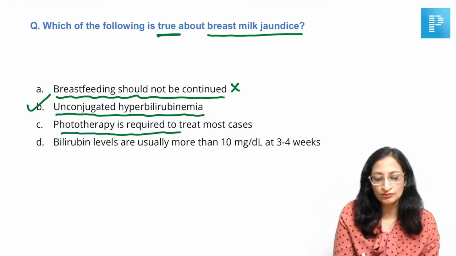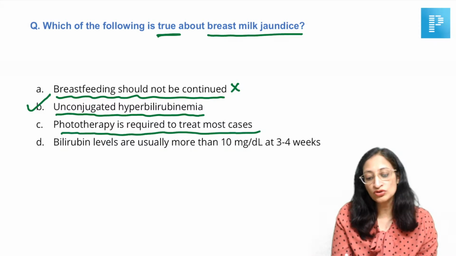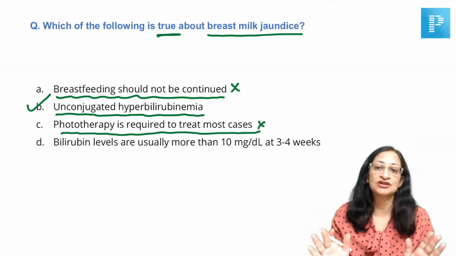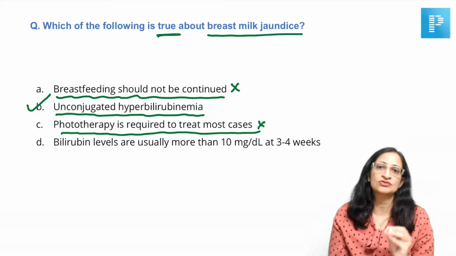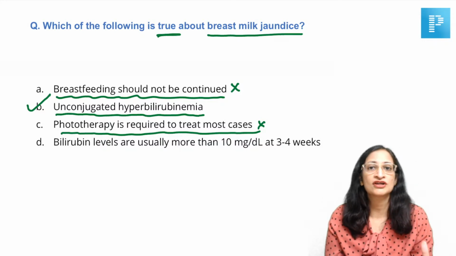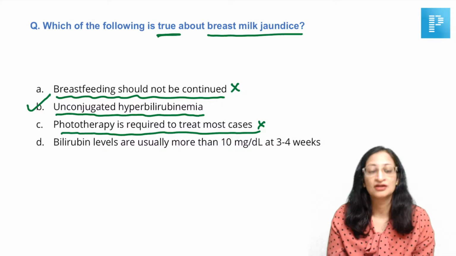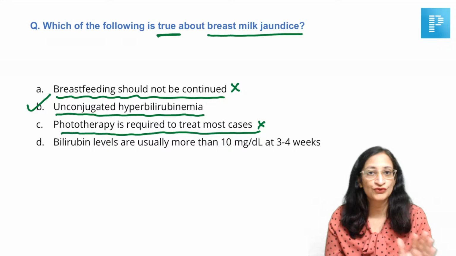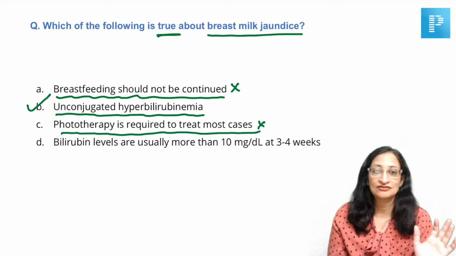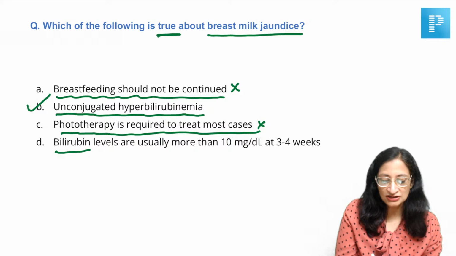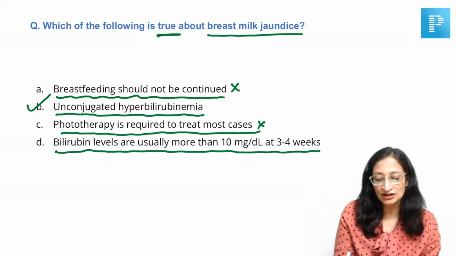Phototherapy is required in most cases. So most cases will be self-limited. It will not require phototherapy. A very small proportion of cases where the bilirubin levels are very high, more than 20, might require phototherapy. But in most cases, no phototherapy is required, no treatment is required. Continue breastfeeding safely.